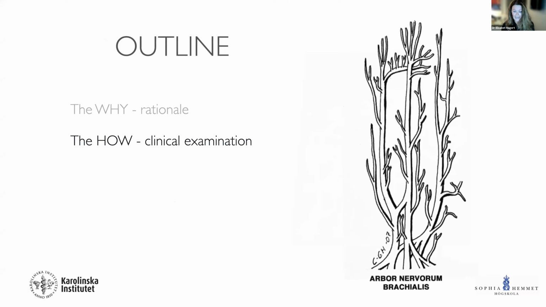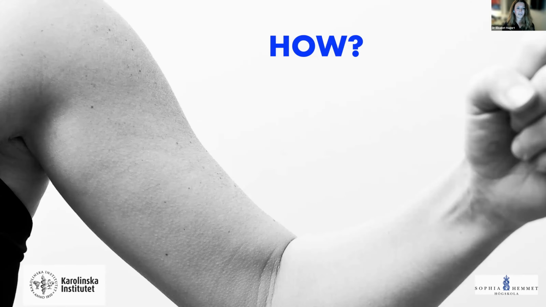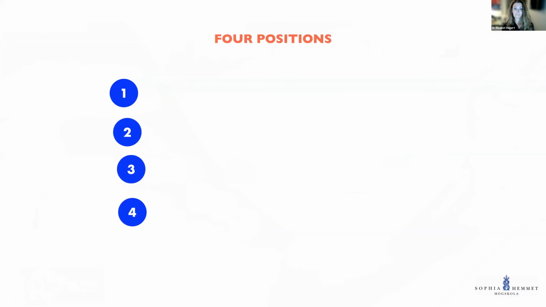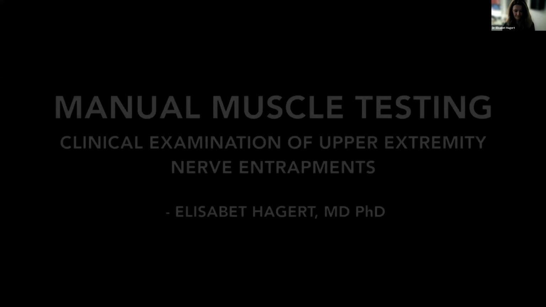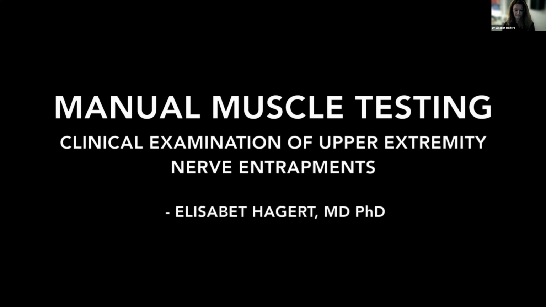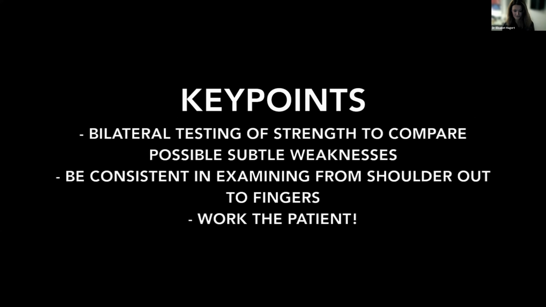So let's look at the how. How do we perform this clinical examination? Well, let's start with the muscle testing. The muscle testing has 4 steps: the shoulder, the elbow, the wrist, and the hand. And this is a video of how I perform the standardized muscle testing exam in every patient with a suspected nerve compression. And there will be sound shortly.